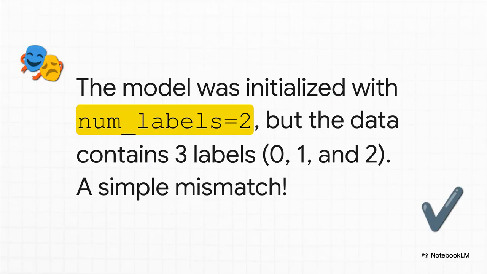And there it is, the real culprit that the CUDA error was hiding all along. The CPU's error message told us it saw a label 2, but our model was only configured for 2 labels, 0 and 1. It's just a simple configuration mismatch. All we need to do is tell our model to expect 3 labels instead of 2.